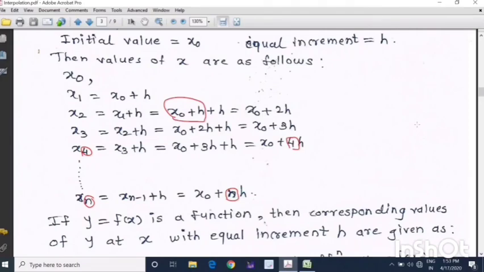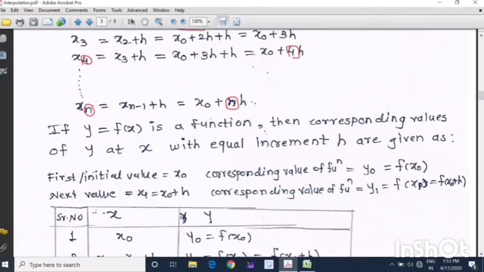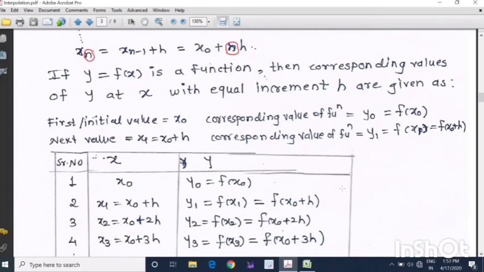Most of the times you people are given the sets of values of x as well as y if the function is not defined. But if the function is given, then we have to find those values manually. So next topic we will go. So if y equal to f(x) is a function, then the corresponding values of y at x with equal increment h are given as, let us prepare the table for this.